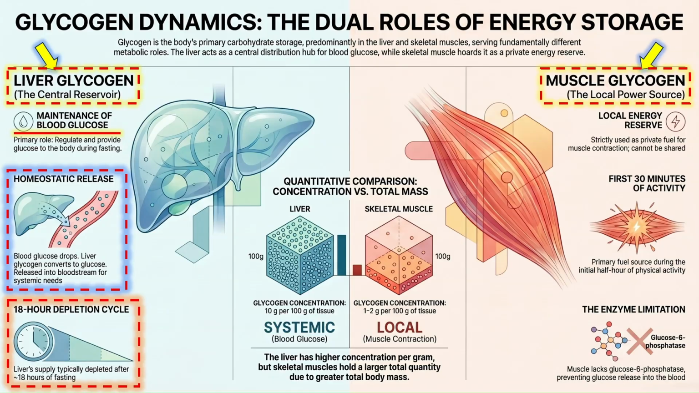Unlike the liver, the muscle glycogen is not designed to support the whole body. Instead, it serves as a private energy reserve for the muscle itself. When a muscle contracts, ATP demand rises dramatically. The muscle glycogen can be rapidly broken down to provide the glucose for glycolysis and ATP production. The generated energy is used locally within that muscle fiber.